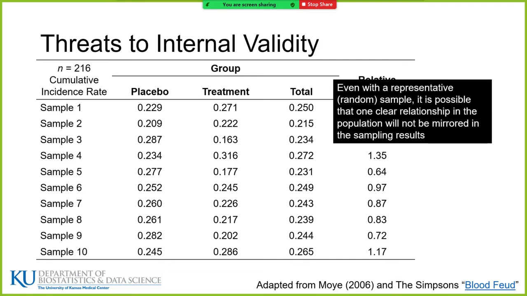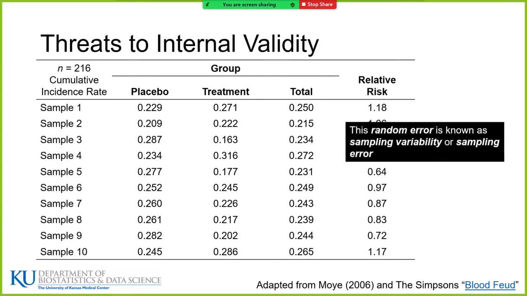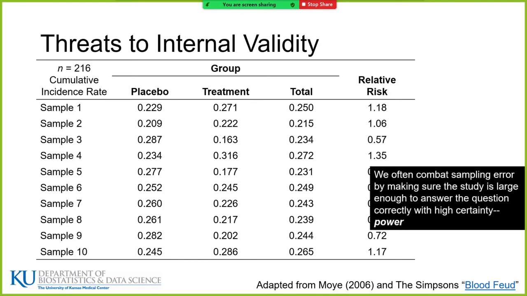And we see here that even when we have done things the right way with regard to using a randomized controlled trial, the gold standard of study designs, it's possible that we'll still get problems with our internal validity due to random error known as sampling variability or sampling error. The way that we tend to combat sampling error is by making sure our study is large enough to answer the question correctly with high probability.